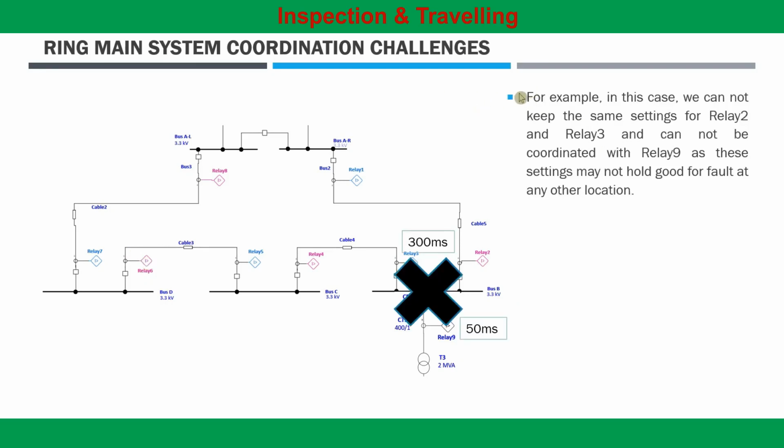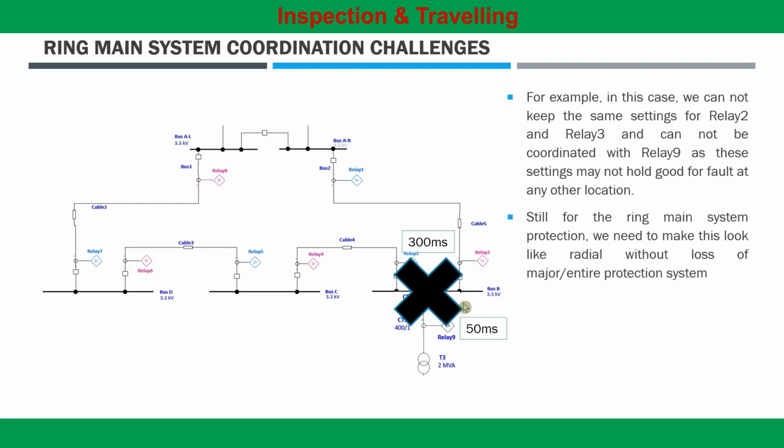Now consider an example as shown here. In this case, we cannot keep the same setting for relay 2 and relay 3 and coordinate them with relay 9, because these settings may not hold good for a fault at any other location. These settings might work for a fault in this feeder. However, with such a concept, we cannot guarantee relay operation for a fault at another location.